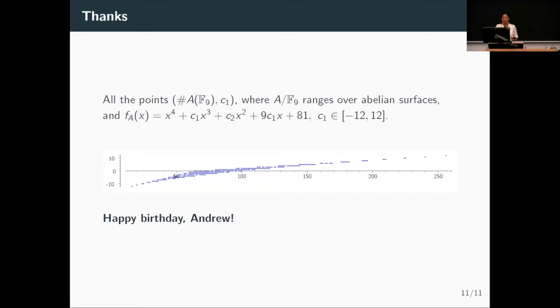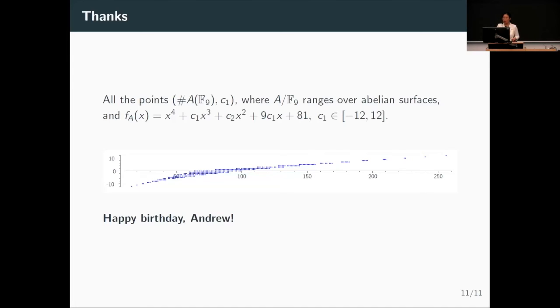And then the point is that the main term here, because I care about the number of rational points, means I care about the evaluation of this polynomial at x equal to 1. As you can see, the main term here is really C1 because you have 9 times C1 times x, right? So how many points the Abelian surface has really depends on what our C1 value is. And the C1 value is between -12 and 12. So the vertical line is the C1 value for each of the isogeny classes.